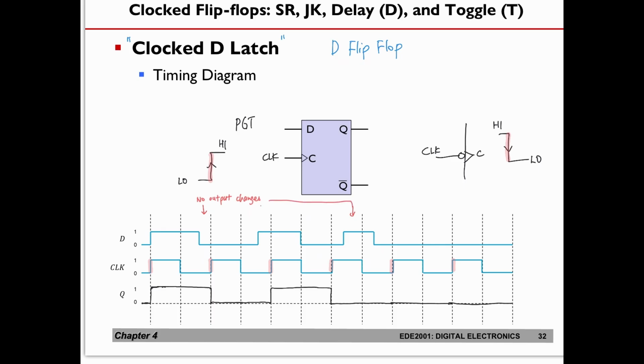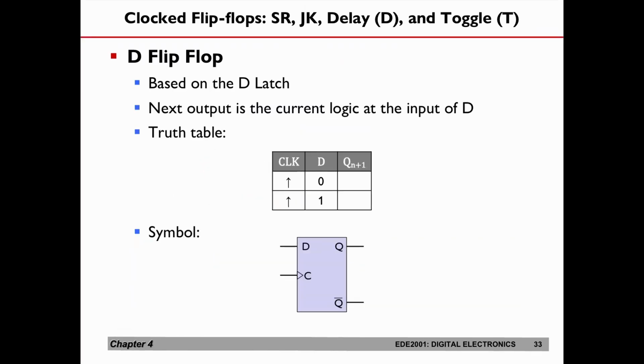Same here. You can see that D goes up, but nothing happens until the next positive-going transition. So everything that happens for Q will happen when the clock goes from low to high. If there's going to be any action, whether there are any output changes, it will be at the positive-going transition. So let's summarize the D flip-flop using a simple truth table.